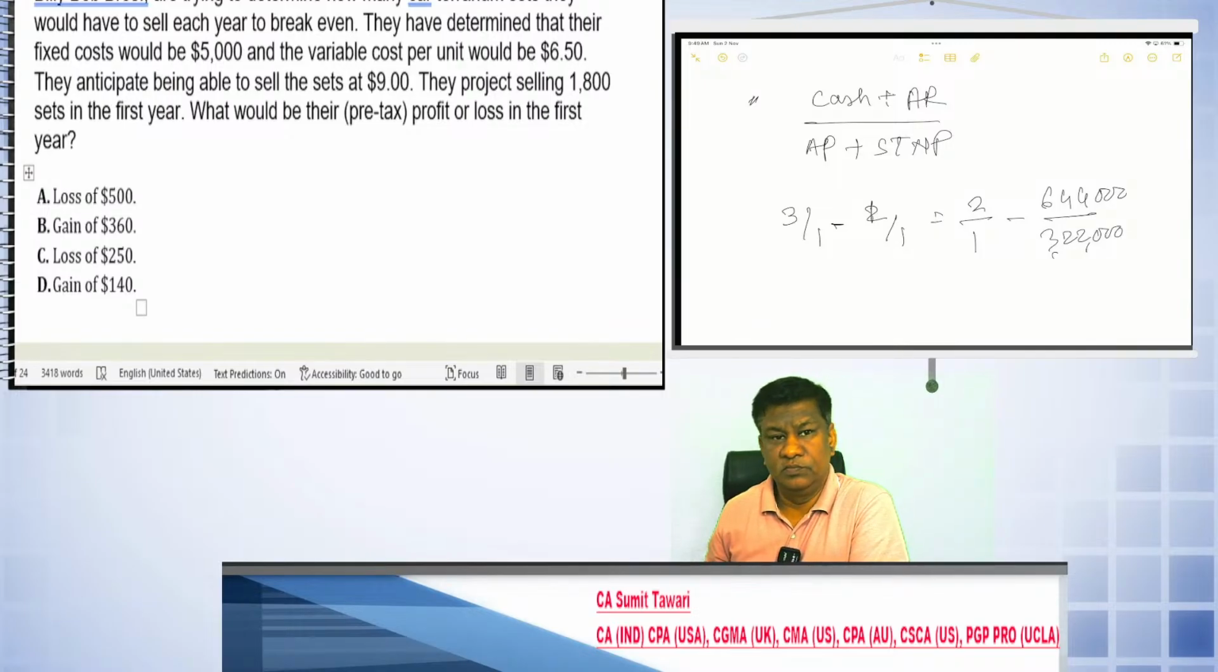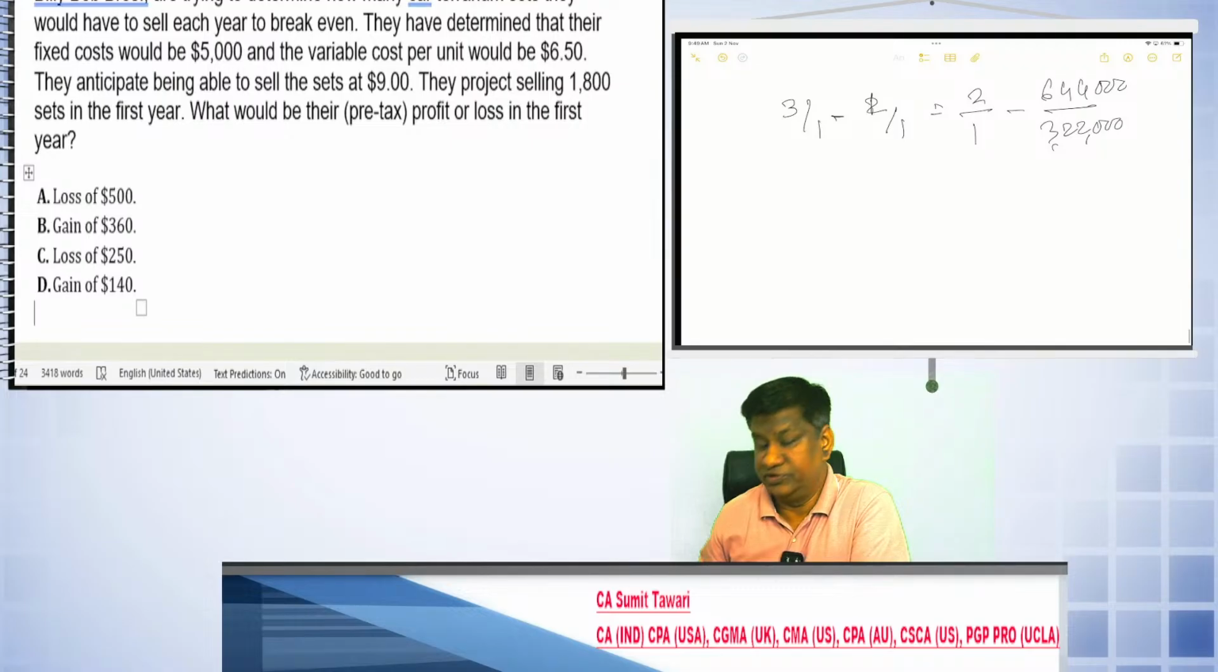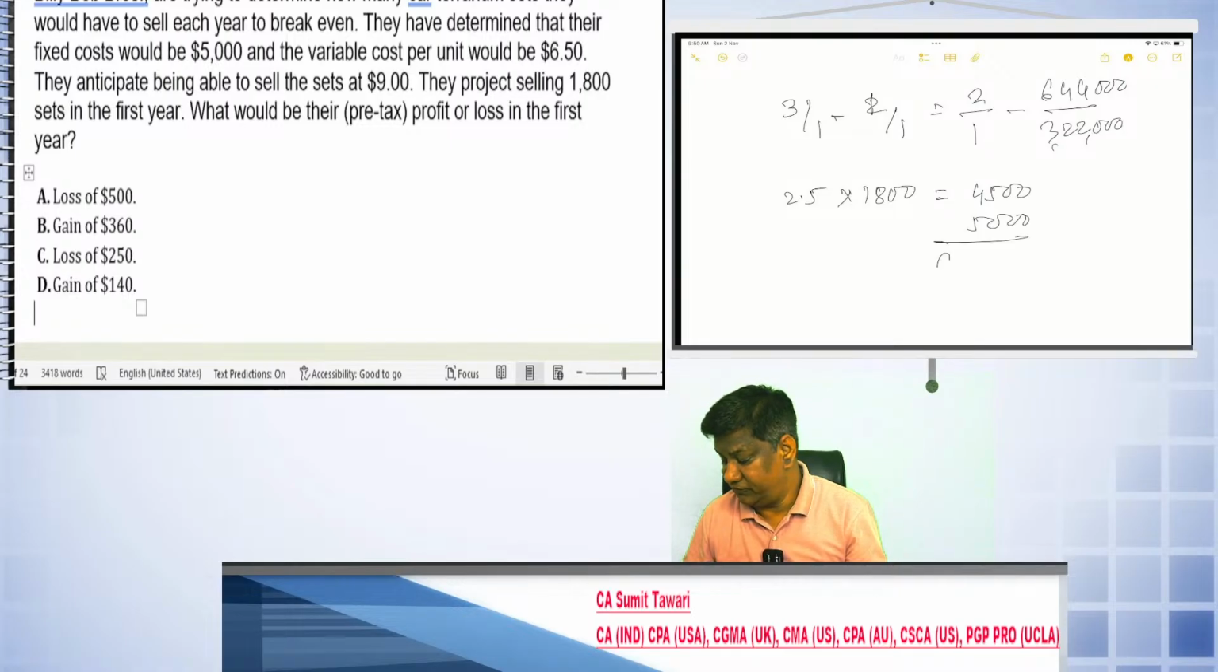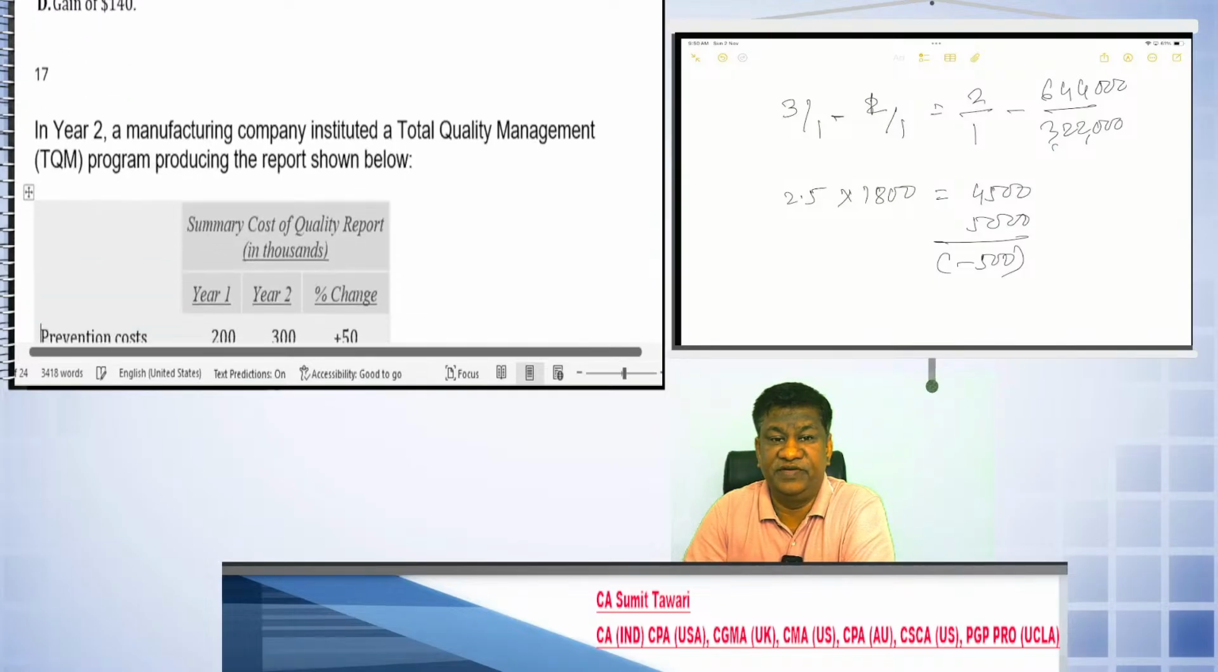So loss of 500. Yes. So it is basically variable selling cost, and variable cost is how much? Difference 2.5. Okay. Multiplied by 1800, it is somewhere around 4500. And the 5000 is fixed cost. So loss of 500. A is the right answer.